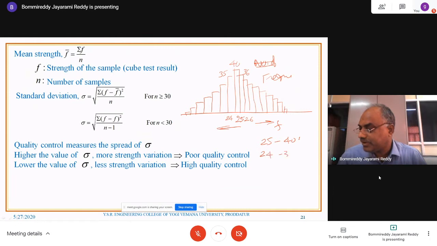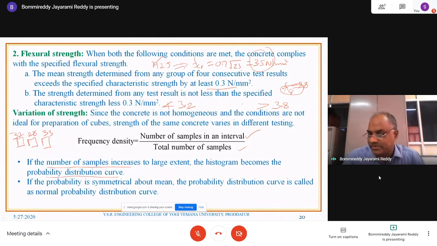24 Newton per mm square, 35 numbers. 26 Newton per mm square, you will get 36 numbers. Like that, you can plot the histogram. This is possible only when you test a large number of cubes. If you test only a very small number, you cannot get exact statistical results. So large numbers are required to get the probability density curve by means of the histogram.